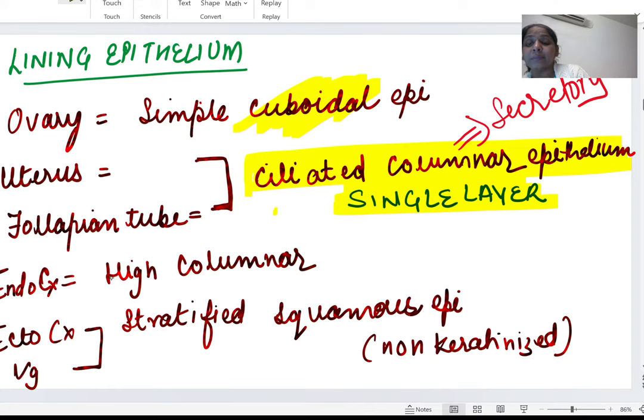What is the epithelium of the endocervix? The endocervix does not have to transport anything. So it is high columnar. Why is it high columnar? Can you tell me? Because the cervix has to secrete very thick mucus. Now, last question: what is the epithelium of the ectocervix and vagina?